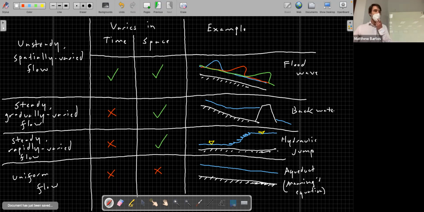It's important to keep these distinctions in mind. Different equations and different models will only apply to certain types of flow, and it's important to know which type of flow you're dealing with, whether it's possible to simplify to one of these simpler forms like uniform flow, or whether one needs to account for both spatial and temporal variations in the flow.